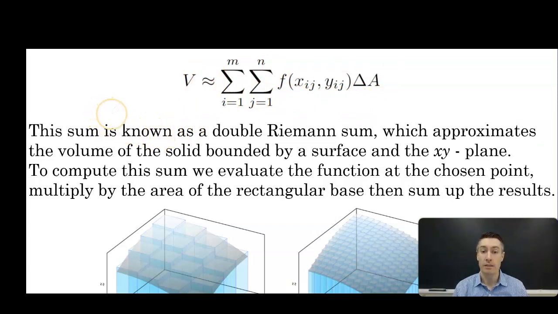This sum is known as a double Riemann sum, which approximates the volume of the solid bounded by a surface and the xy plane. And just repeating and formally defining, to compute this sum, we evaluate the function at the chosen point. Again, there's typically 5 points that we're going to be asked, as I went through on the last slide. Multiply by the area of the rectangular base, and then sum up the results.